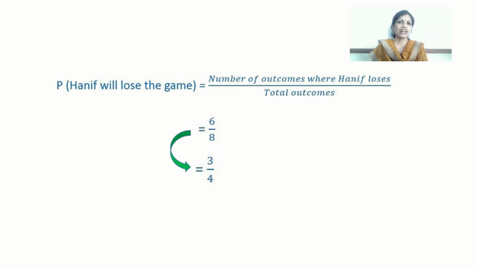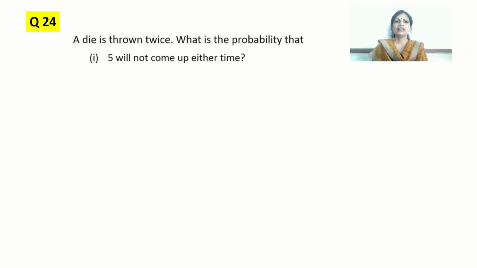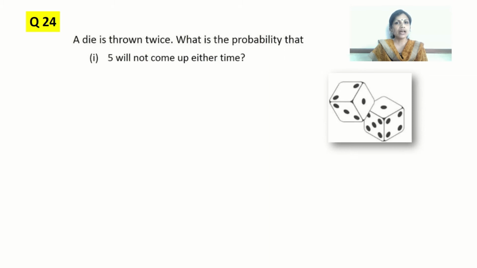Alright, moving ahead to the next sum. This is question number 24. A die is thrown twice. What is the probability that 5 will not come either time? So in the previous video lesson, I told you how to write down the outcomes when 2 dice are thrown together. So a die thrown twice or 2 dice thrown together, one and the same.